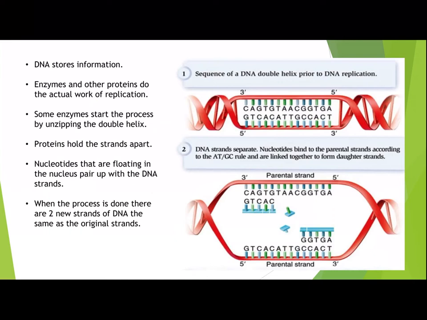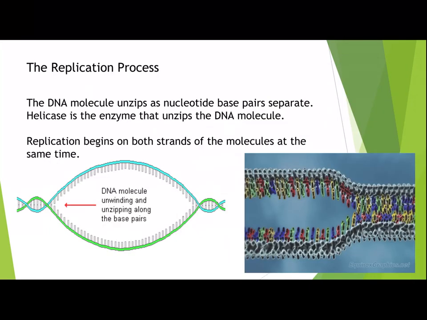Okay, so for this process to start, for when a cell divides, let's say right now my skin cell is going through cell division, it needs to make a copy of the DNA for the new cell to have an exact copy. What happens is that we have these enzymes that unzip our DNA double helix. The proteins hold the strands apart. That's what you can kind of see in that bottom image. There are nucleotides floating around in the nucleus, and they're going to pair up with the DNA strands. And when the process is done, there are 2 new strands of the DNA. We'll look at some more images here.